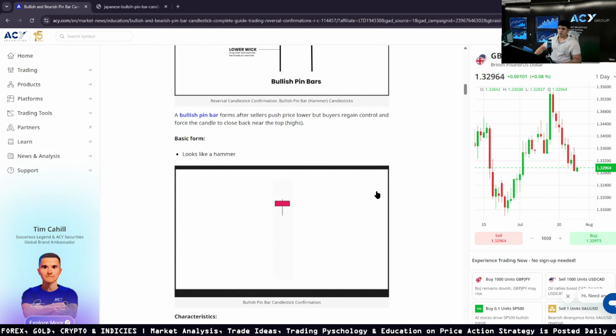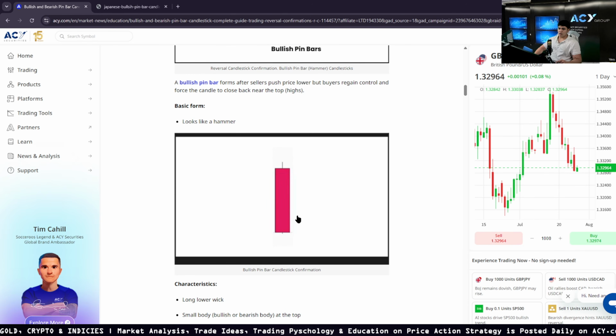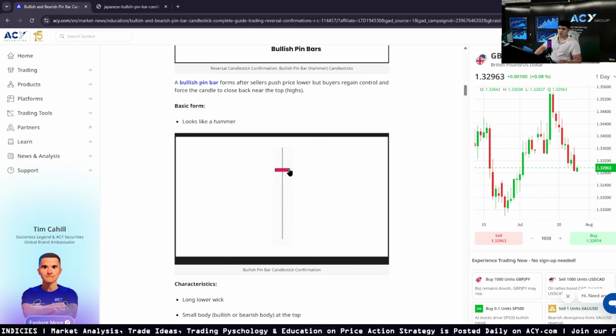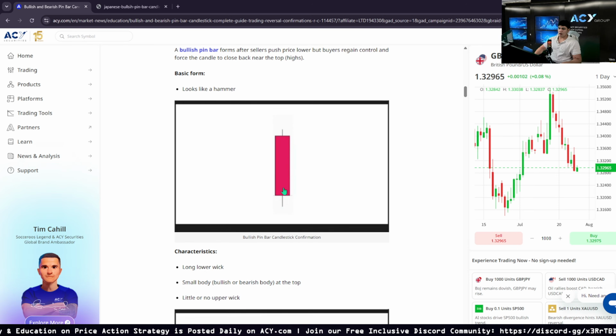Now, this is how it looks on a real chart. Whether it is a bullish body or bearish body, as long as it forms a hammer or pin bar. You can see a small body, a long lower wick, and a small wick above it, with the small body near the top. Consider this a pin bar, a bullish pin bar.